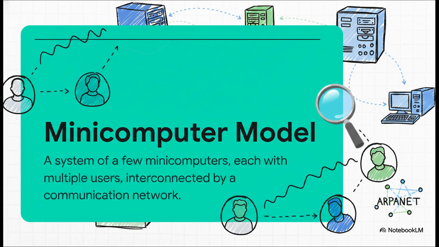So the idea is you have several powerful mini-computers, each one serving multiple users, and they're all interconnected so they can share resources like files and printers. In fact, the early ARPANET, the precursor to the internet, was a prime example of this model in action.